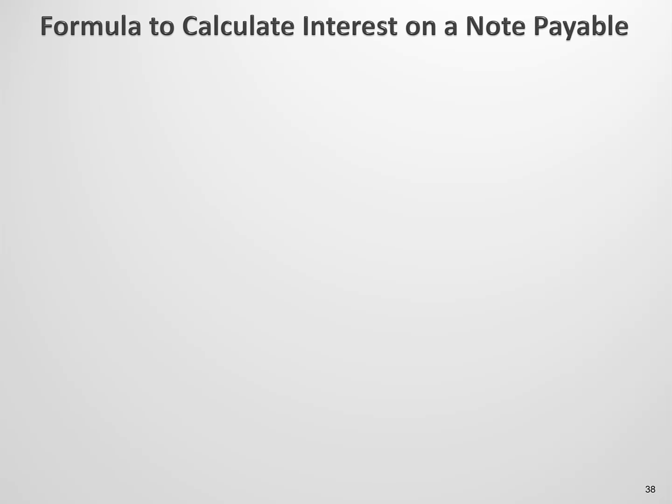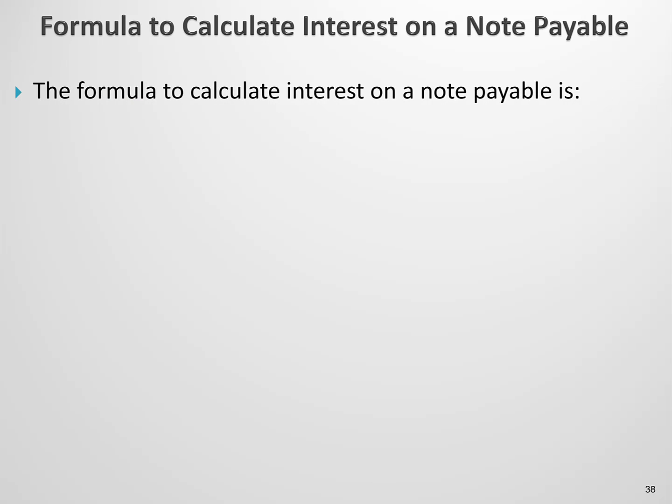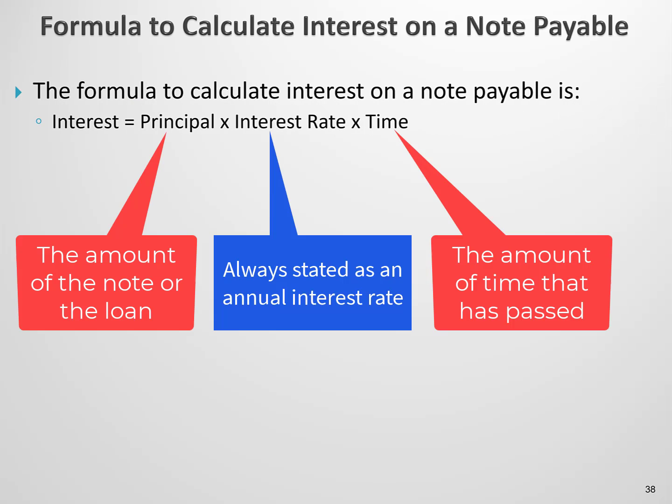So in the previous video, you learned how to record the adjusting entry to show how much interest is owed at the end of the accounting period. Well, now we need to figure out how to calculate the amount of interest that is owed on a note payable. So the formula to calculate interest on a note payable is: the amount of interest is principal, which is the amount of the loan, times interest rate, which is always stated at an annual rate, times time, the amount of time that has passed.